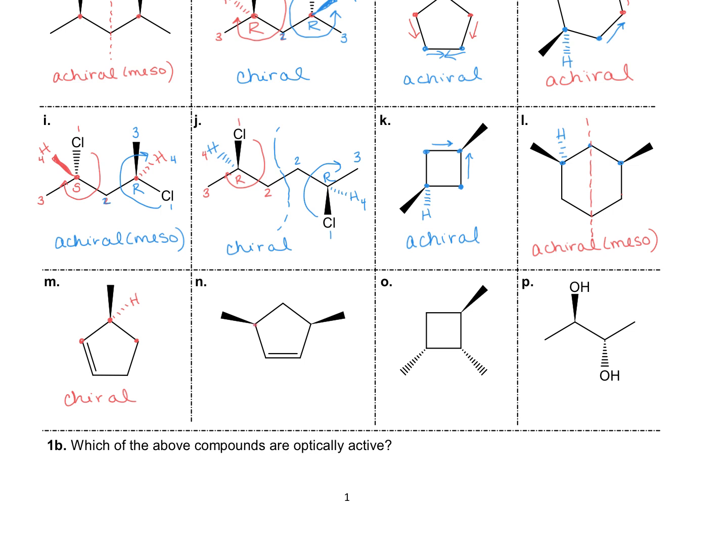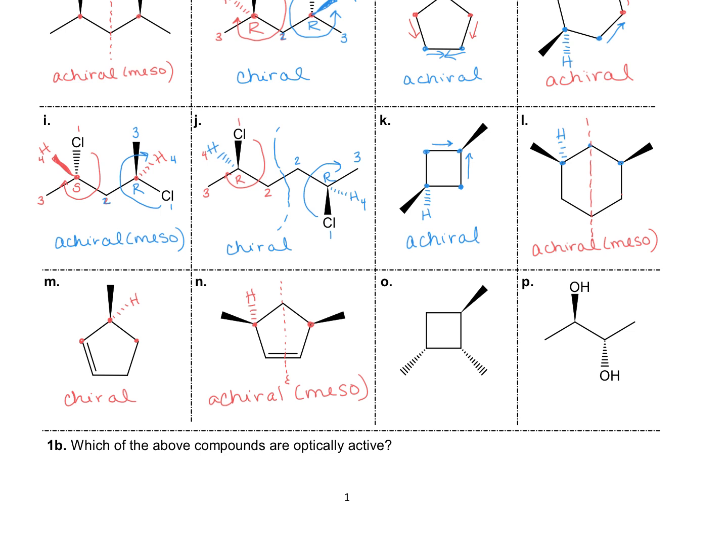Letter N, we have 2 possible chiral centers. Let's just confirm they're chiral. So CH3, H, CH2, and then a carbon with a double bond. So we do have 2 chiral centers. And then we ask, is there an obvious plane of symmetry? And in this case, the cyclic molecules usually make it more obvious. There is a plane of symmetry down the middle. So this molecule is simply achiral because it is meso.